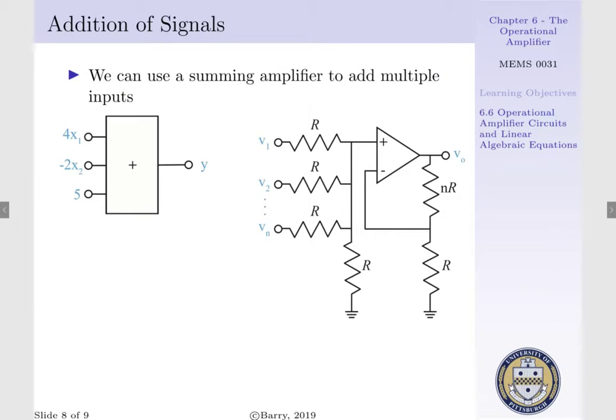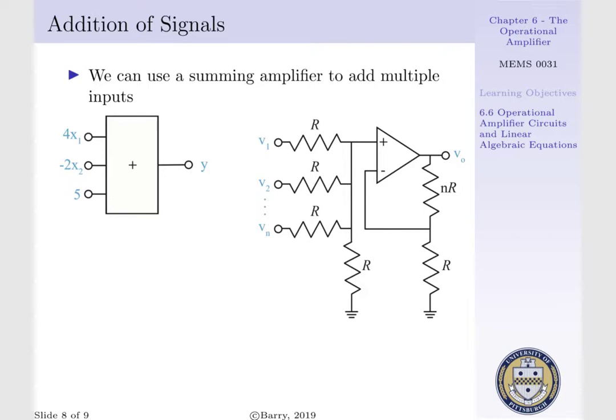Last but not least, since we have 4x1 and minus 2x2 represented by non-inverting and inverting operational amplifiers respectively, we can use a summing operational amplifier, as denoted on the left. On the left-hand side of the box, we have our three inputs, 4x1, minus 2x2, and 5. And then that sums to one signal, y.